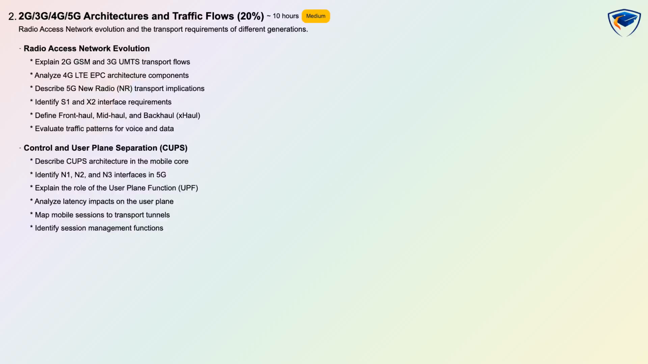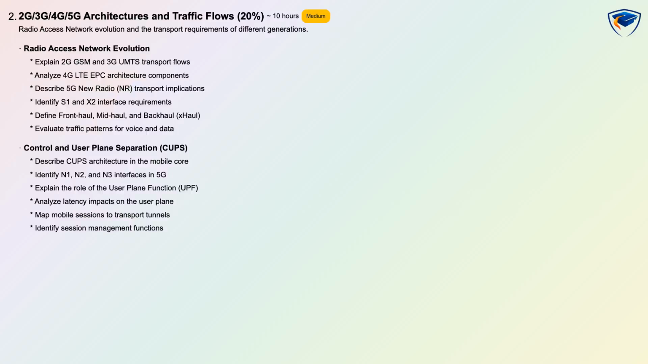2G/3G/4G/5G architectures and traffic flows also carries 20% and examines radio access network evolution and the transport requirements of each generation. This medium difficulty domain requires roughly 10 hours of study and uses conceptual and scenario-based assessment.